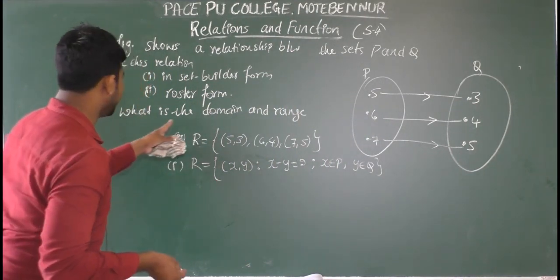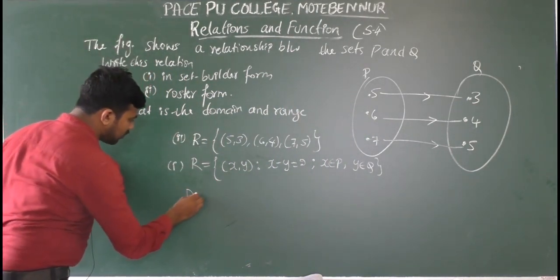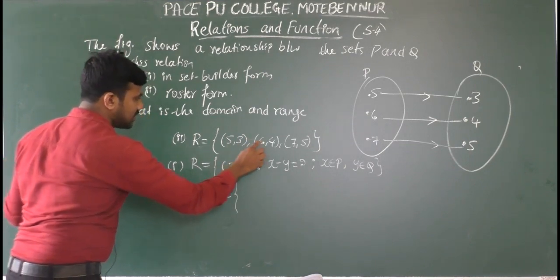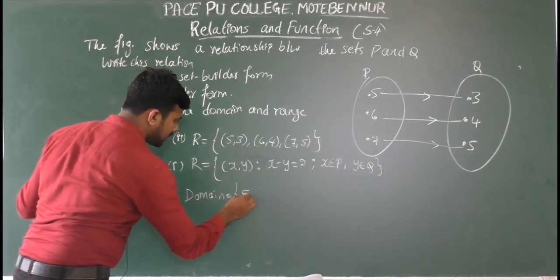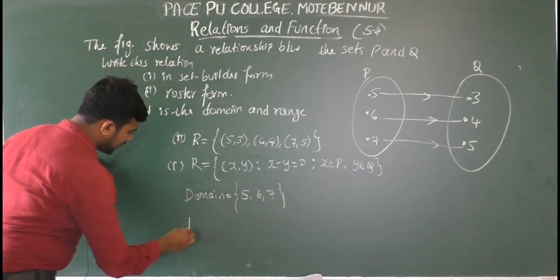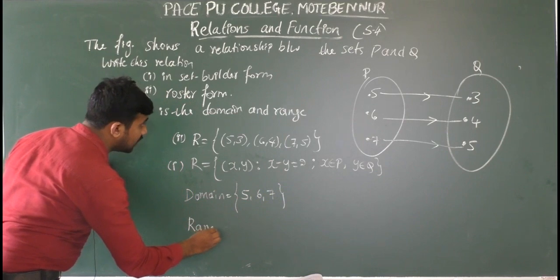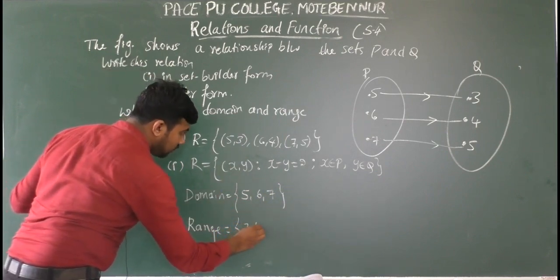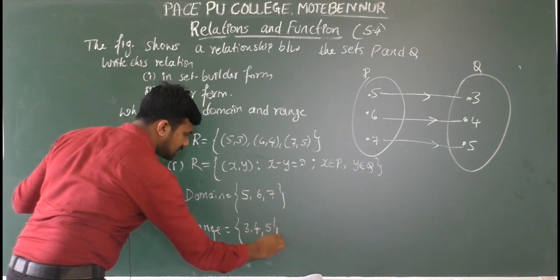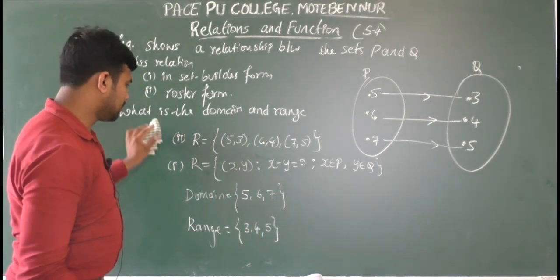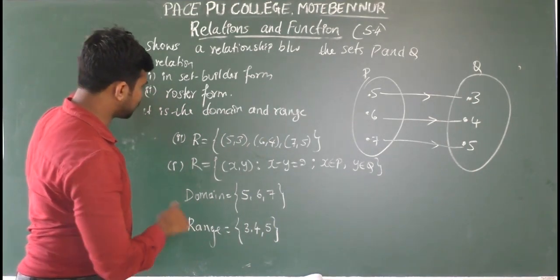Now we need to write the domain. What is the domain of the relation? Domain is nothing but, you can observe here, the first components of the ordered pairs: 5 6 7. What is the range? Range is equal to the set of all 3 4 5. It is the second component of your ordered pairs. So we got the answer properly here.